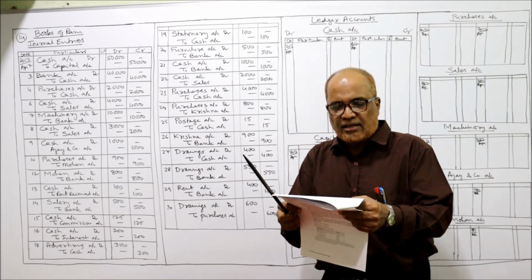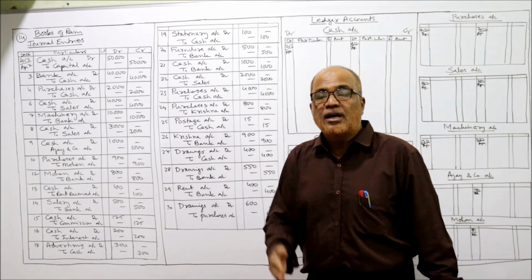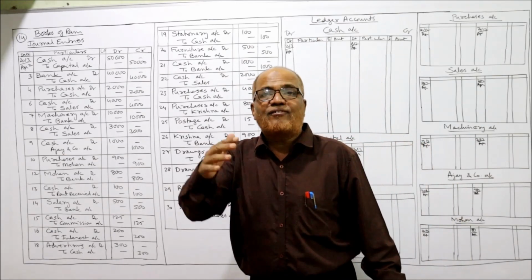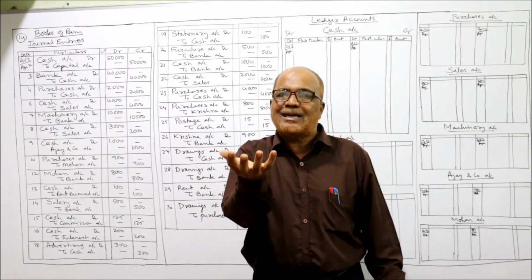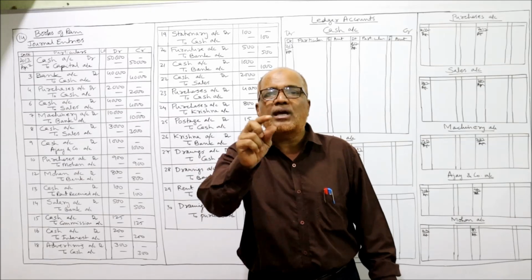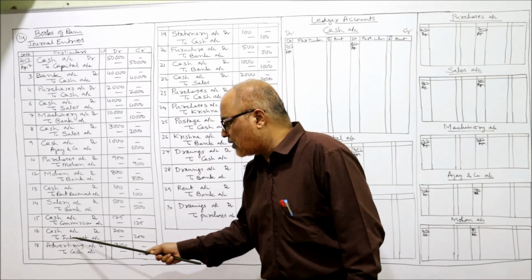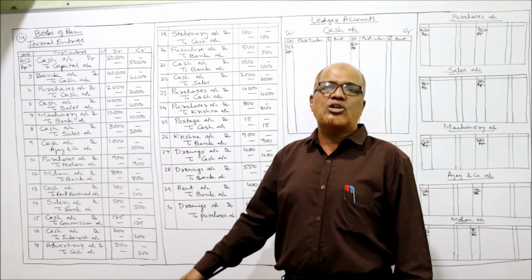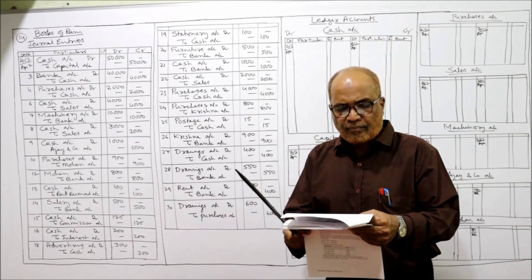Next 16th, received interest from Purushottam, just like the previous one. We don't require the name. What are we receiving? Cash. Why are we receiving? Because of interest. So cash account debit to interest account. In narration you can write being the interest received from Purushottam.